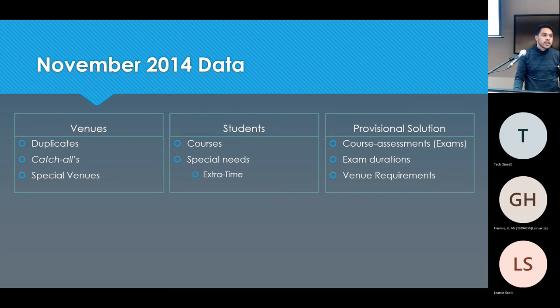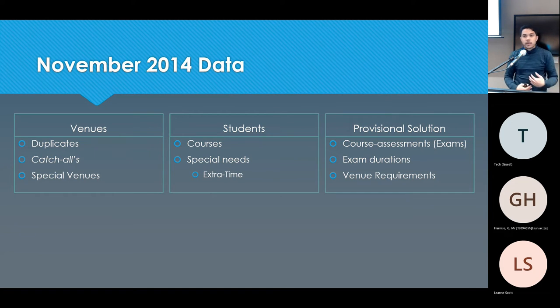So each row entry in this data would be, for example, a student, what course they took, maybe some information on that course, and then whether or not they had special needs. Special needs here are described as things like if a student is unable to write, they might need a scribe, or they might need the use of a computer or something like that. And the more common special need is extra time, which is just defined as the number of extra minutes a student is allowed per hour exam.